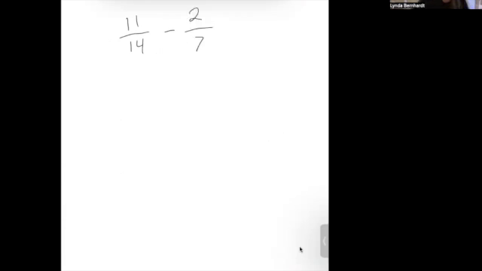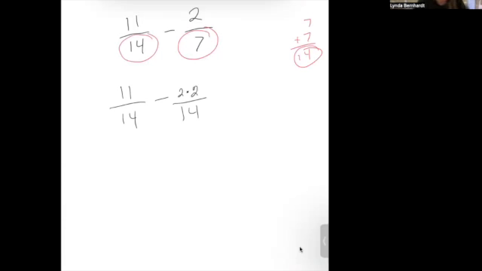Okay, last one. 11 over 14 minus 2 over 7. Again, first thing to note, we have different denominators. Can't do that. But notice, if you will, 7 plus 7 equals 14. We already have our least common denominator of 14. So that means 11 over 14 stays exactly the same because you don't have to change it. But we do have to make this a 14. 7 goes into 14 2 times, and it already has a 2 up there. So that means this is 11 over 14 minus 4 over 14.